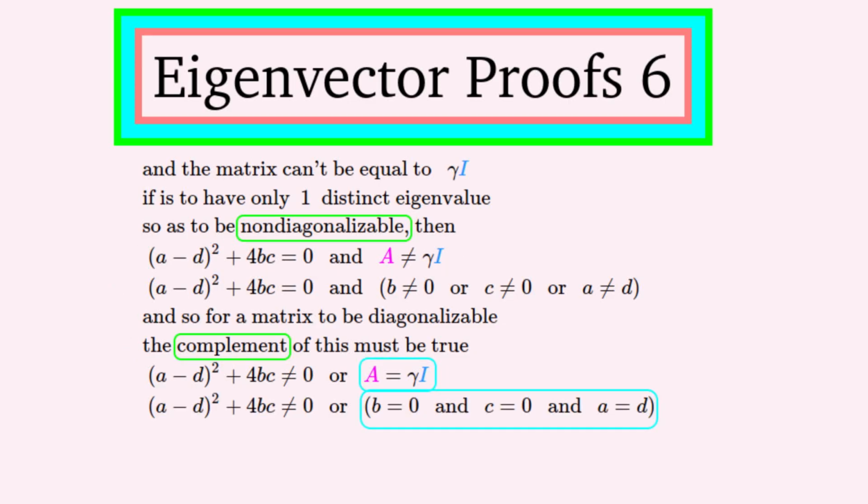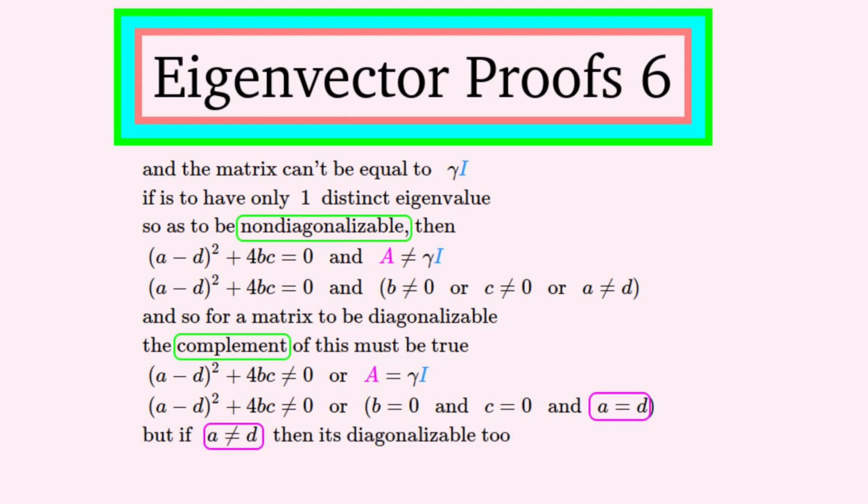We can replace the matrix equality with these scalar math statements. We don't need this statement to be there, because diagonal matrices with different eigenvalues are diagonalizable too. So we can get rid of it, and then we're left with this statement, which concludes this proof. And it's a very compact way of determining whether or not a 2x2 matrix is diagonalizable.